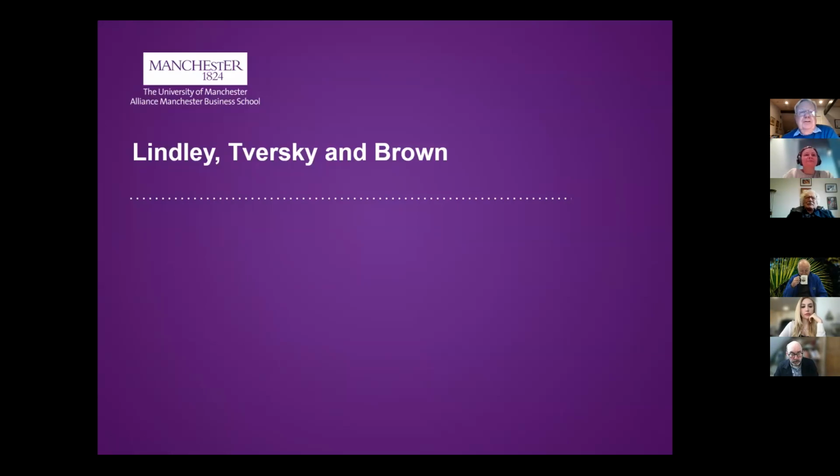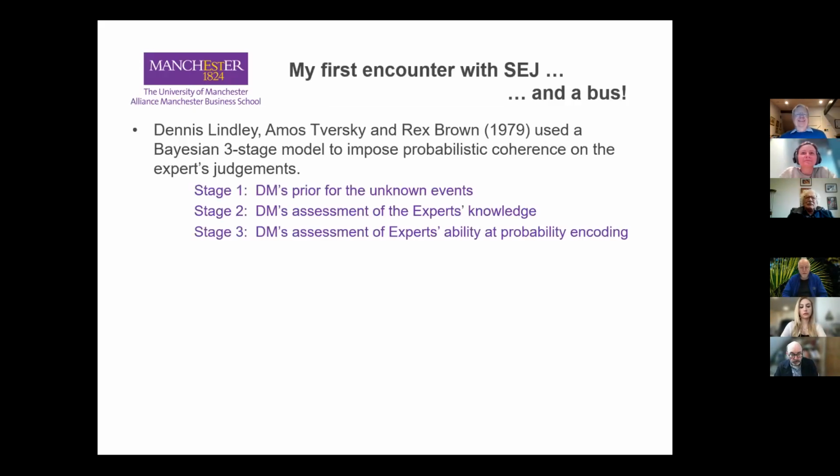I got into this in about 78, I think it was. Dennis Lindley was giving a talk at UMIST just before they gave a paper to the Royal Statistical Society, they being Dennis Lindley, Amos Tversky and Rex Brown. It's a big paper which used a Bayesian three-stage model, the big thing in the 70s. If you didn't know it, my PhD was on it as well.